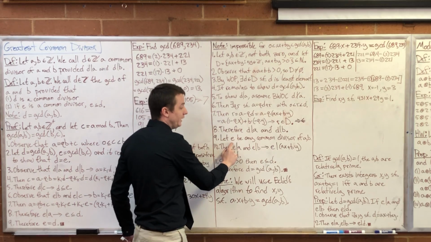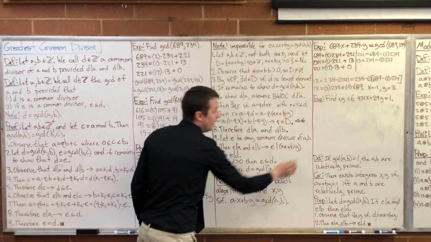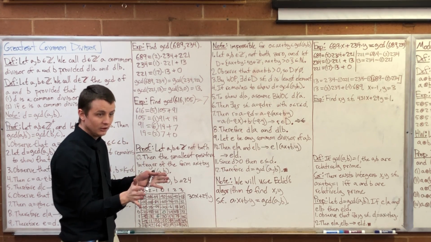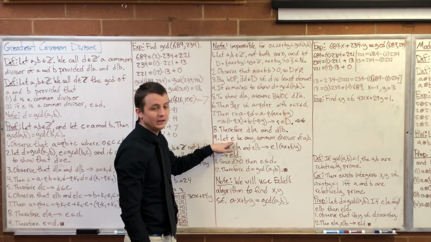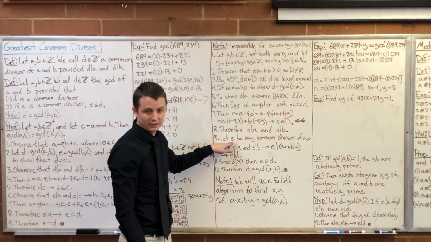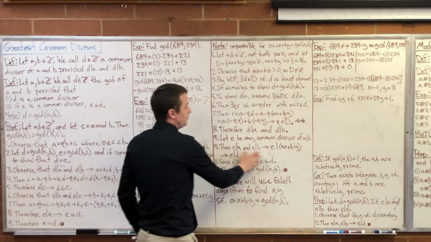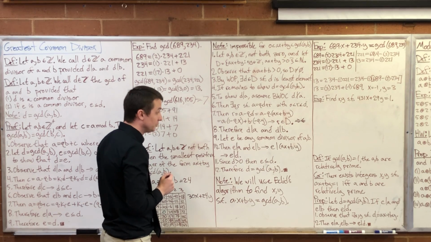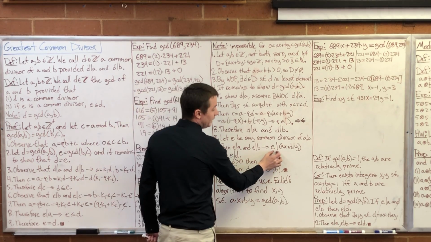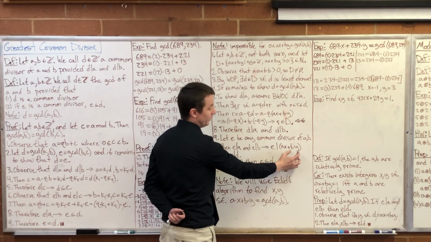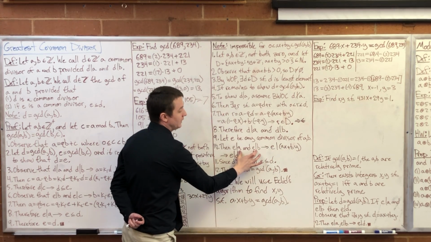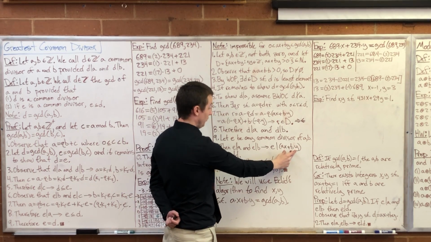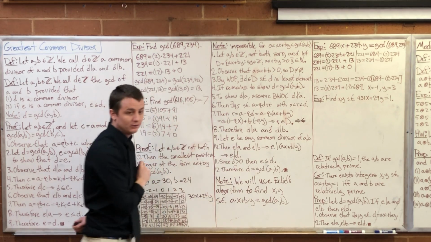So, let E be any common divisor of A and B. I need to show that E is less than or equal to D. Then we're done. If I can show that any other common divisor, E, is less than or equal to D, then D is the greatest common divisor. Okay, so let E be any common divisor of A and B. Then E divides A and E divides B, which means what? E divides any integer times A plus any integer times B. If I know that E divides A and B, then I know E divides anything that looks like this. Right? But that is D. So I know E divides D.